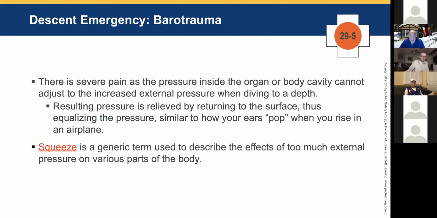There is severe pain as the pressure inside the organ or body cavity can't adjust to the increased pressure when diving to depth. The resulting pressure is relieved by returning to the surface, thus equalizing the pressure. Similarly, you pop your ears when you descend in an airplane. As you're going down, you go down slowly, you squeeze your nose, pop your ears, and everything will work out fine. Again, unless you're congested.